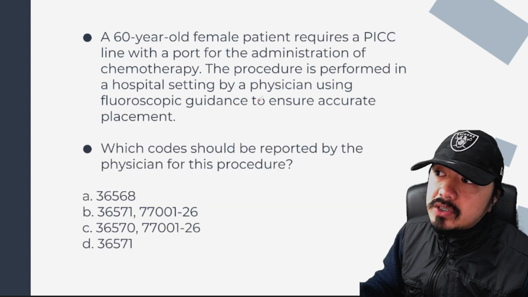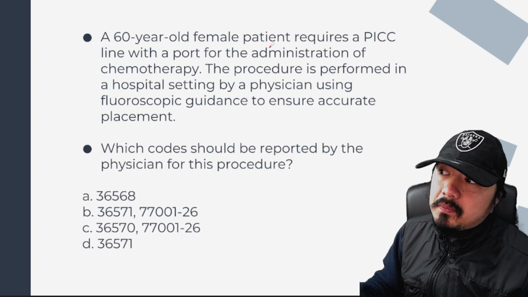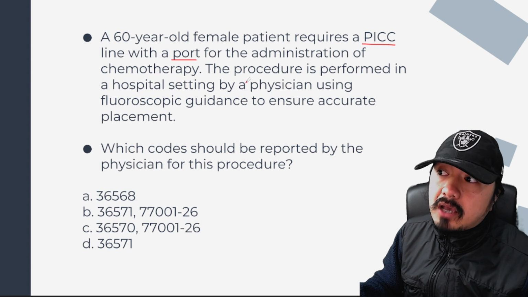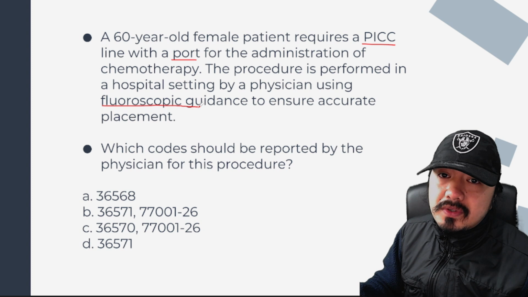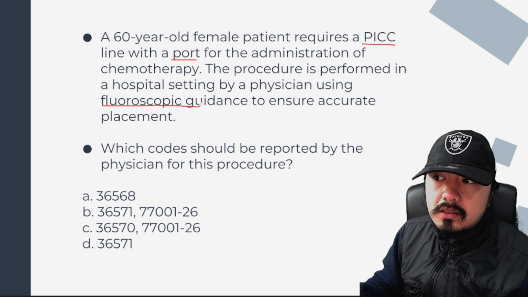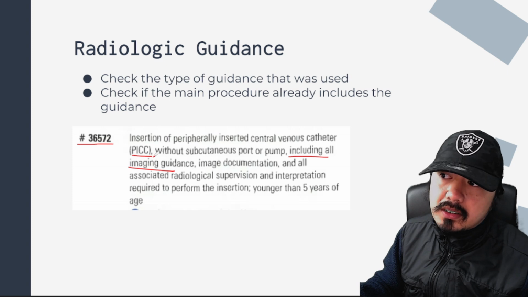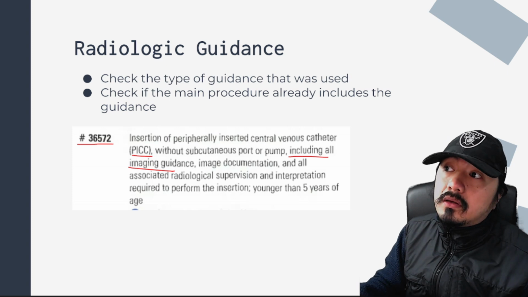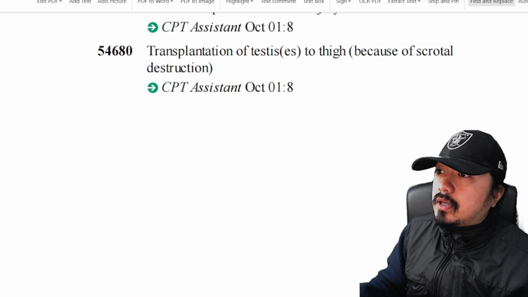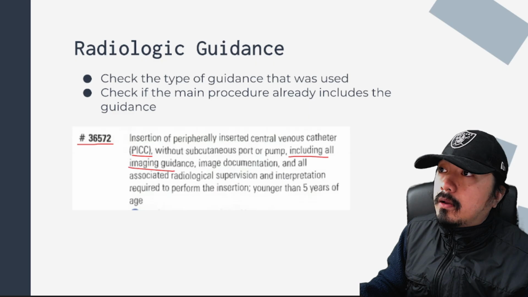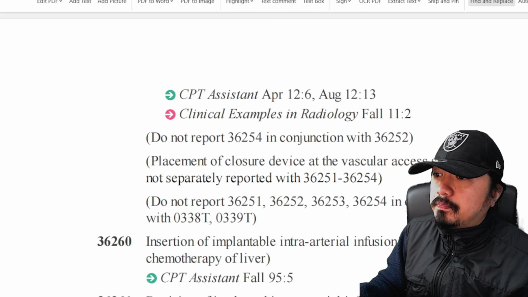For example, we have this question. A 60-year-old female patient requires a PICC line with port for chemotherapy administration. Now, the doctor performed this procedure using fluoroscopic guidance. Now, if you go back to the description of this code, so this is PICC, let's go there real quick, 36 something. What's that code? 36572.